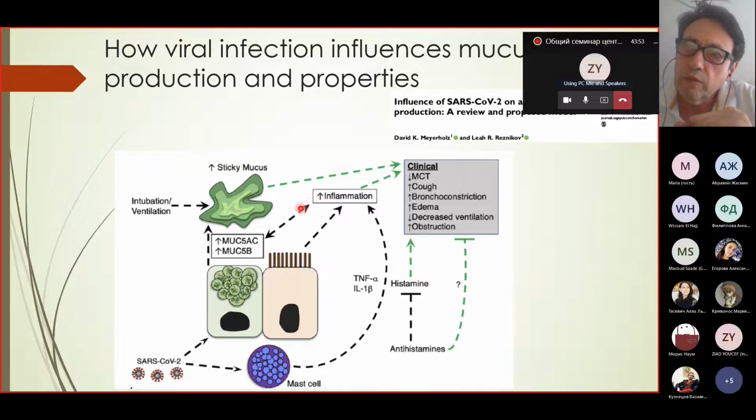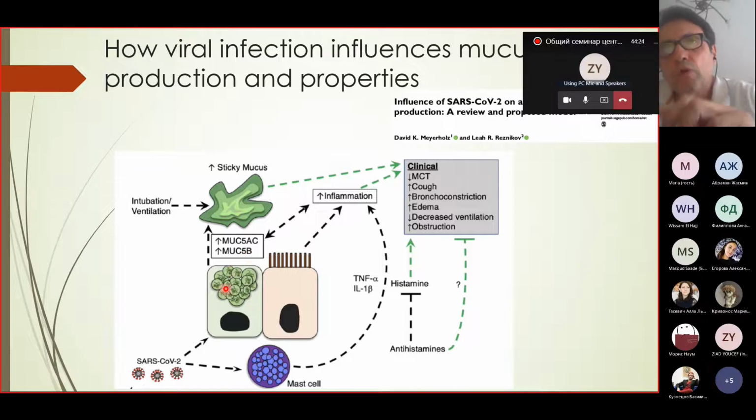So you see this, then it goes this way, in both ways, in fact. Infected epithelial cells also produce inflammatory cytokines, but inflammatory cytokines also act on cells, and both together, this inflammation and infection itself, they change the composition of mucus.